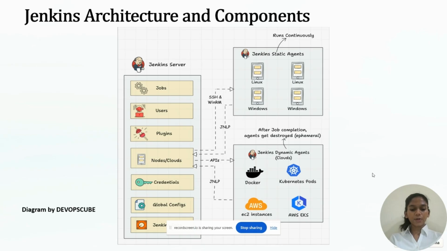Static agents run continuously on dedicated systems like Linux or Windows machines and connect to the server via SSH or Windows RM. Dynamic agents, on the other hand, are created on demand using tools like Docker, Kubernetes, or cloud services like AWS EC2 and are destroyed after the job is done. They communicate with the server using JNLP. This setup allows Jenkins to balance constant availability with scalability and resource efficiency, making it perfect for a wide range of CI/CD tasks. This architecture diagram is taken from www.devopscube.com.